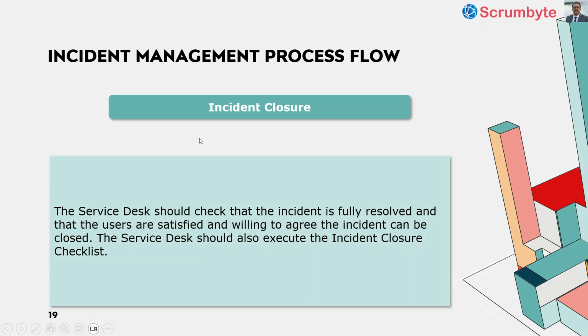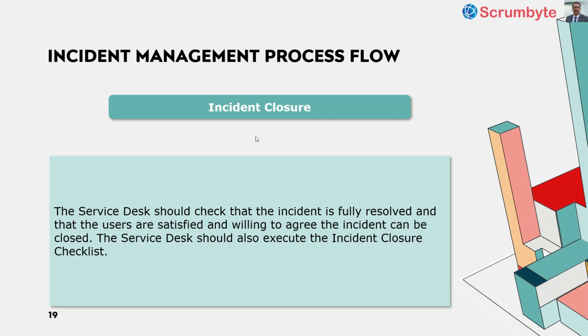Finally, the incident service desk checks that the incident is fully resolved, the users are satisfied, and the user has agreed to close the ticket. Okay, so that is when the incident is closed. At that point of time, the service desk will make sure that the entire incident closure service checklist is followed. So, hey, who accepted the closure of the ticket? All those things are going to be noted down. This completes the flow of the incident management.